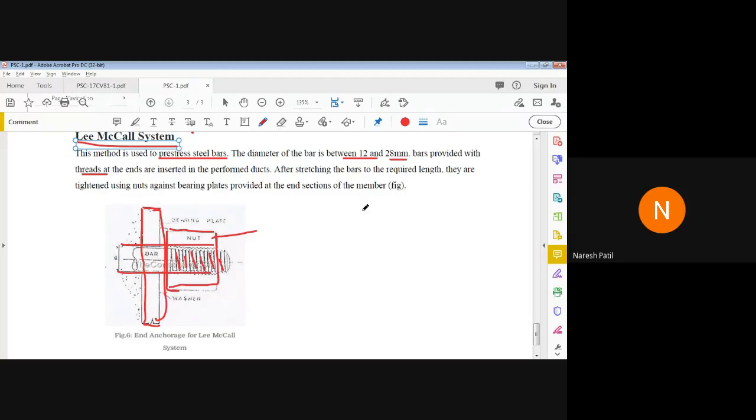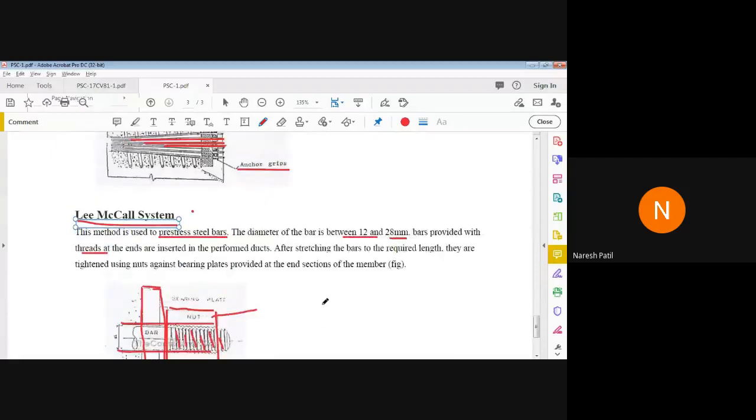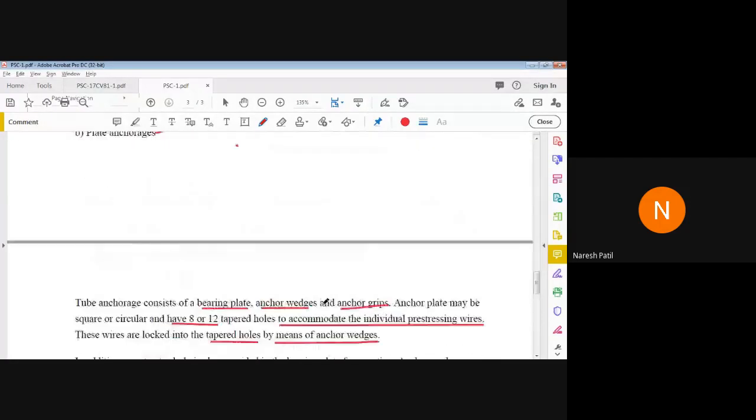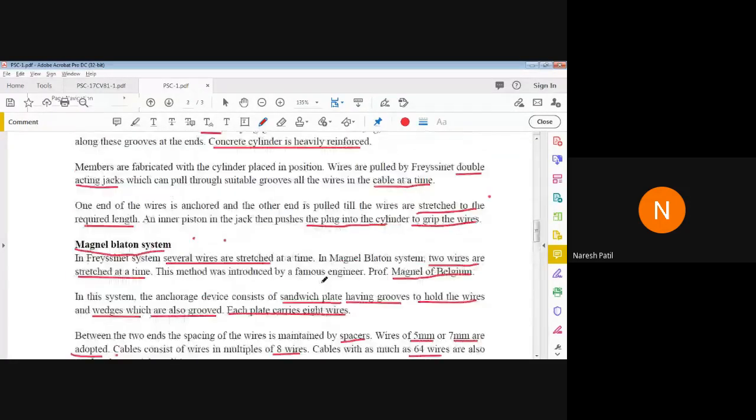So I discussed the different types of pre-tensioning systems and even the post-tensioning systems. In the exam, you may get one theory question over this. Explain the systems of pre-stressing, post-tensioning, pre-tensioning, and they may even ask to explain the Freyssinet system, Gifford-Udall system, or Magnel-Blaton system.